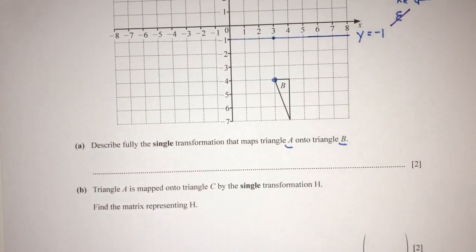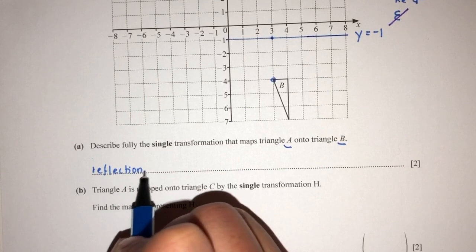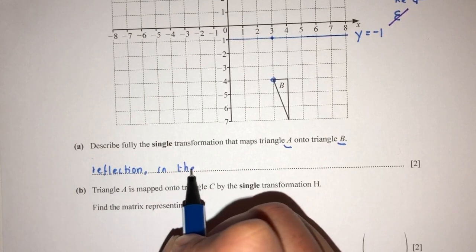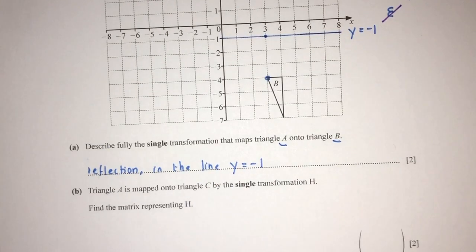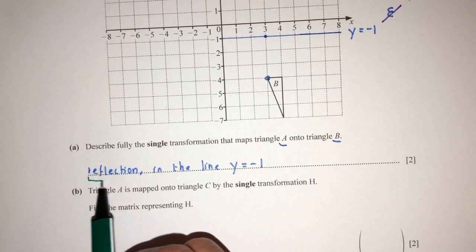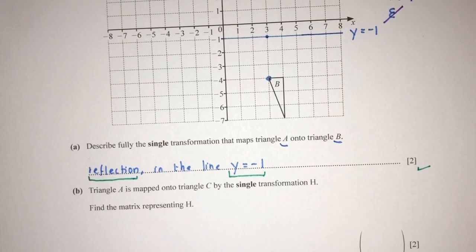So let's write this down. This is a reflection in the line y equal to minus 1. So this one is your first mark, and this one is your second mark. 2 marks, good to go.